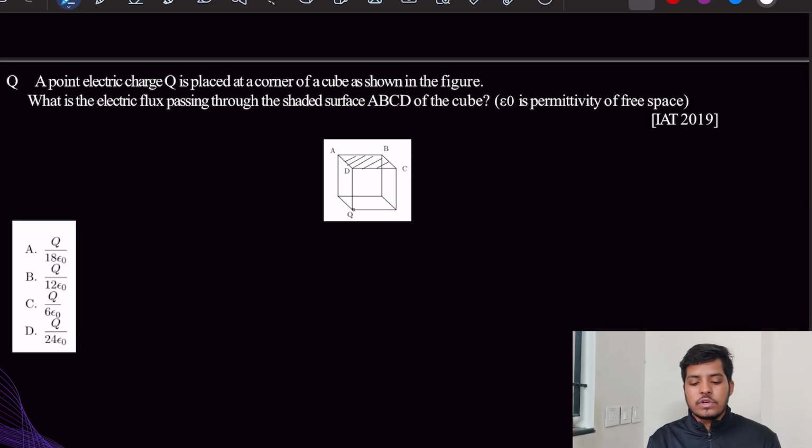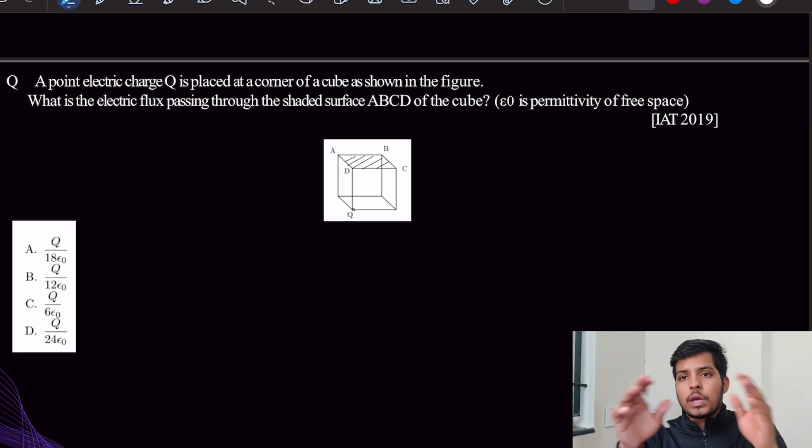It's a very interesting question. It's based on flux. A point electric charge Q is placed at a corner of a cube. What is the electric flux passing through the shaded surface ABCD of the cube? So if a point charge is at the corner of the cube, its 1/8 part is inside the cube.